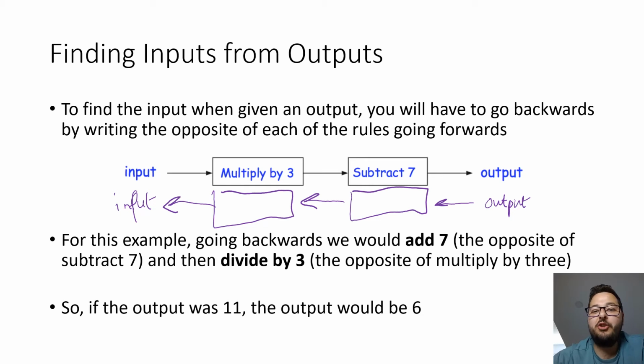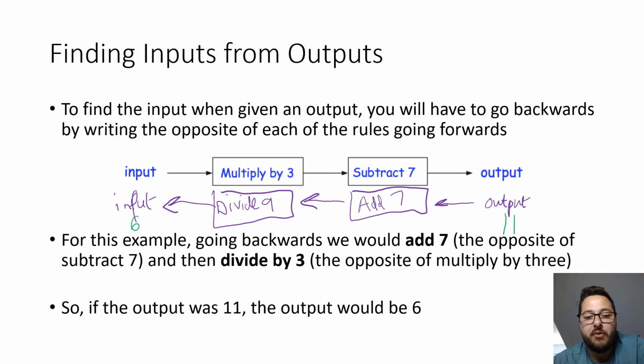So here we've got subtract 7. So the opposite of that would be add 7. The next one we've got multiply by 9. So it would be divide by 9. Okay, so then if we knew the output, we could find the input. So it says here if the output was 11, the input would be 6.